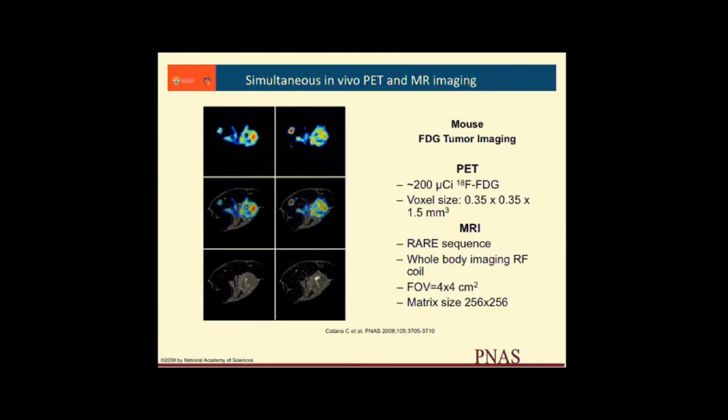And here are some simultaneous in vivo PET and MR images of a mouse with a tumor. The top row of images shows the PET alone. The lower row is the MR alone, and the middle row is the fused image. There is a region of hyperintensity seen on the MRI image in the center of the tumor, which corresponds to an area of reduced FDG uptake in the PET image, which indicates possible area of necrosis.